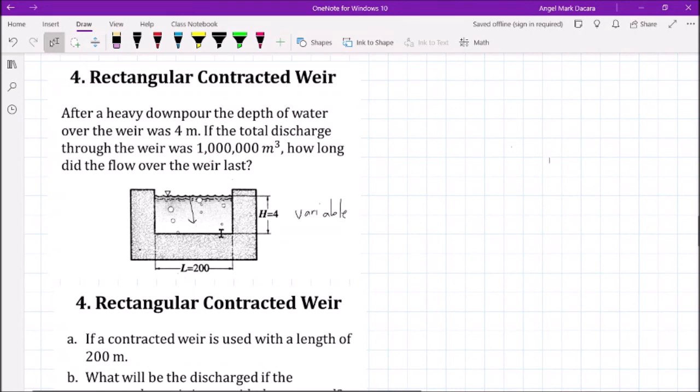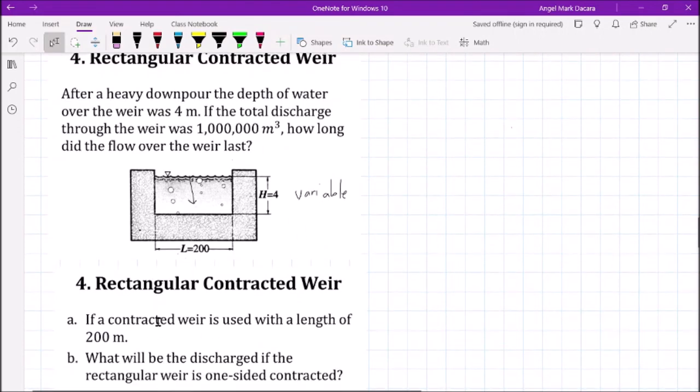Tapos, nagkaroon ng discharge over the Weir. Okay? Pero the difference is, hindi constant yung head dito. Sabi, nagsimula ng 4 meters yung head, tapos syempre naubos yung tubig kasi nga variable head, hanggang sa naging 0 yung discharge. Ang tinatanong, gaano katagal yun nangyari? Okay? Ang sabi, if the contracted Weir uses a length of 200 meters, what will be the, this must be wrong, time dapat to. What will be the time if the regular Weir is one-sided contracted? So, yun.